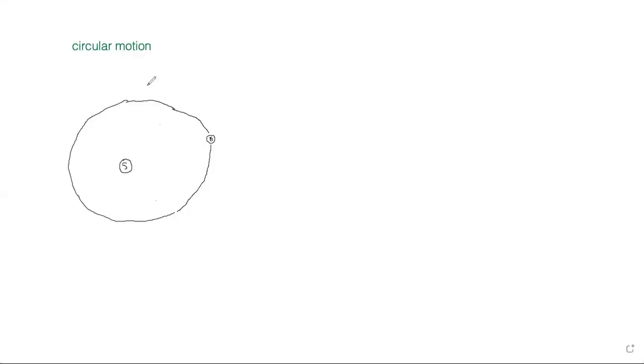Okay, so for circular motion, what is the meaning of circular motion? The equations that we have already discussed, for example, the final velocity is equal to initial velocity plus at. This is the first equation of motion, and it mainly defines linear motion, for one-dimensional motion.